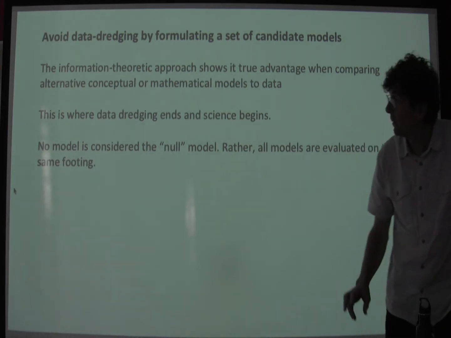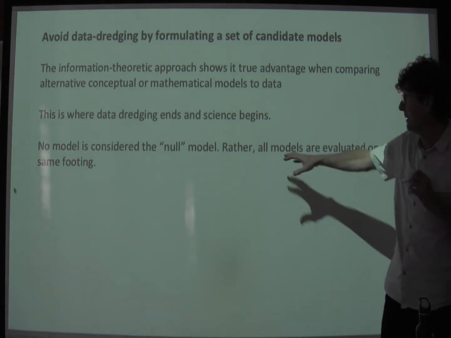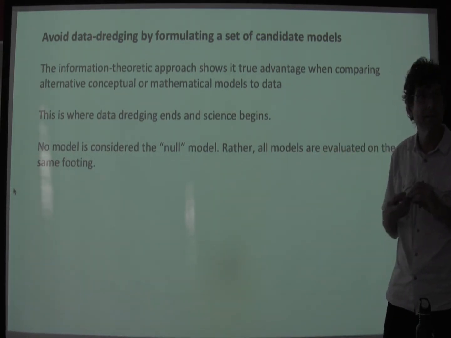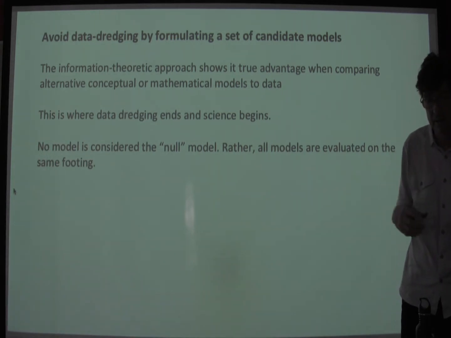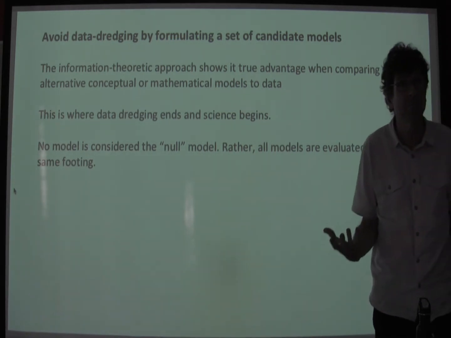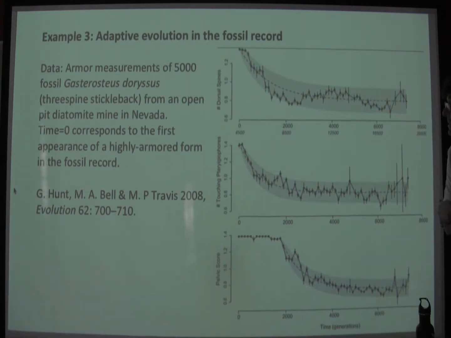And when you have, say, two alternative models and you're trying to test them, neither of them is declared the null model. They're both models that are under consideration, and we just want to know which one is better and how much better it is. So this is a stickleback example.